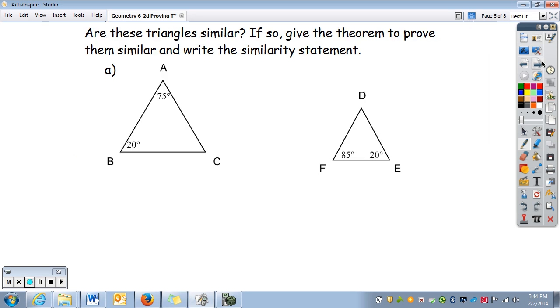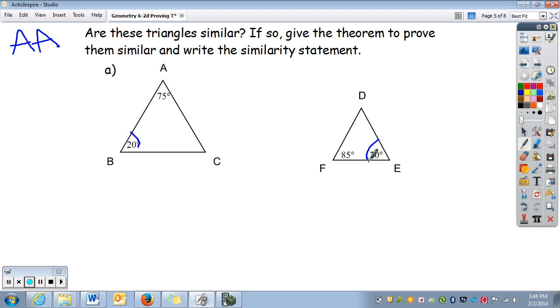So let's see whether or not these 2 triangles are similar. If so, we're going to state what theorem, either side, angle, side, side, side, side, or angle, angle, to prove that they are similar and write a similarity statement. So we have just angles. I have nothing to do with the sides. So the only one we possibly could prove by is angle, angle. So we have 20. So we have one pair of angles that are congruent. And then this is 85 and this is 75.